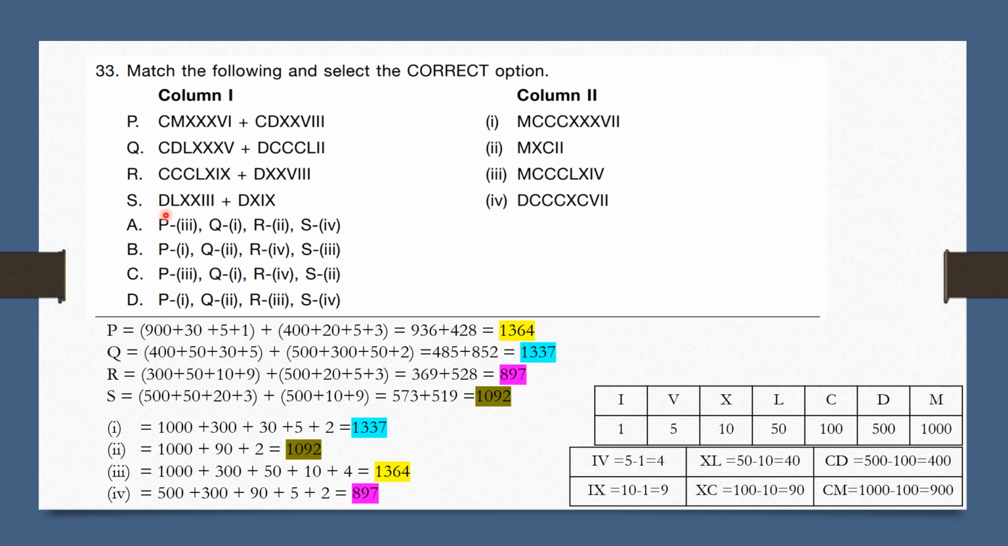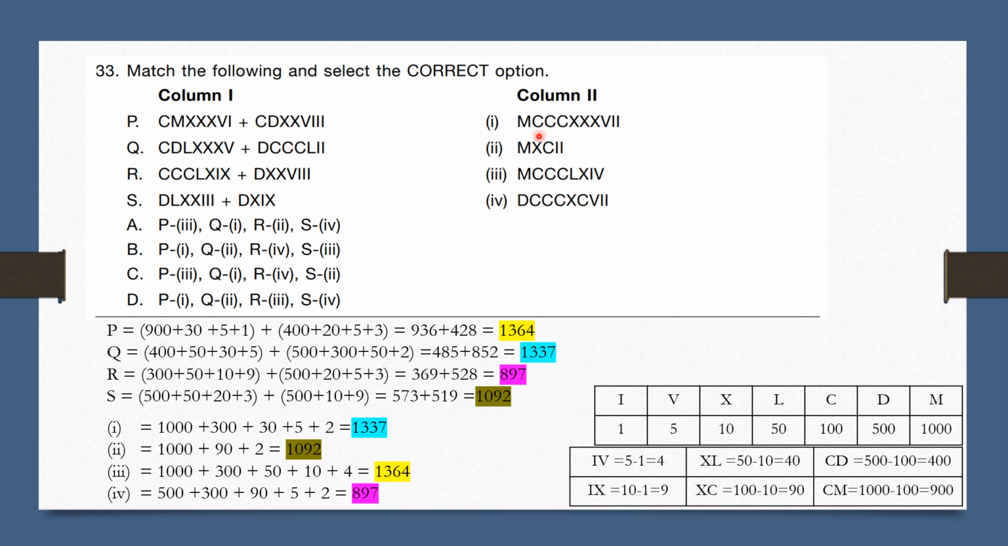Let's see the S. So D is 500, L is 50, X is 10, so double X is 20 and I is 1, so triple I is 3. So 500 plus 50 plus 20 plus 3 equals 573. Let's see the value of DXIX. So D is again 500, X is 10 and IX is 9. So total value is 500 plus 10 plus 9, 519, and after adding this S will become 1092. Let's see the values in column 2.